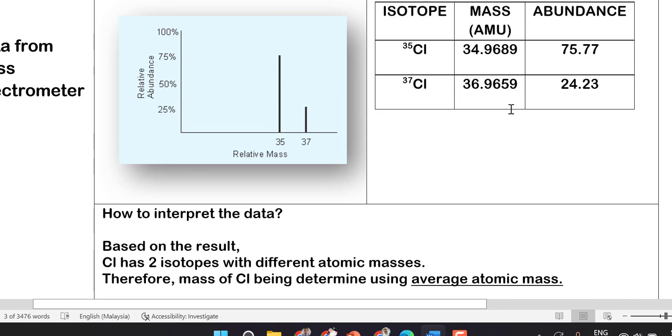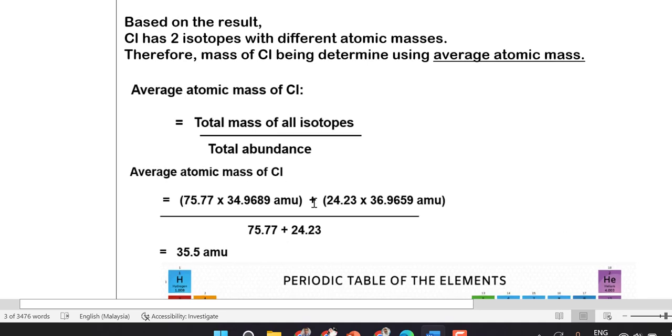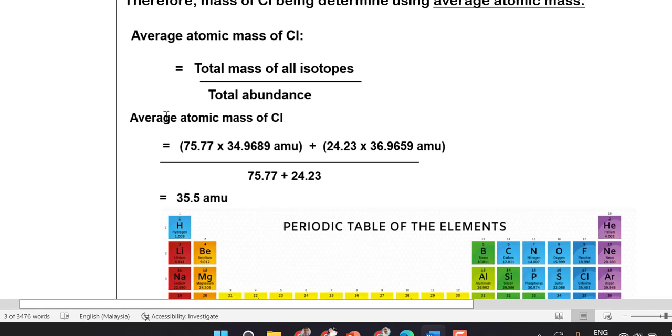Bila dia provide value data yang lebih detail, so kita guna yang ni lah. Kalau dia provide nilai yang ni, daripada graf ni kita ambil yang ni je lah, sebab dia ada bagi value yang lagi detail. So 34.9 something ni times this value, plus 24.23 times the mass. Okay, divide by total abundances ataupun total pelajar lah. Normally, most of the time, total abundances is 100%. Okay, so from this calculation we get that the average atomic mass of chlorine is 35.5 AMU.